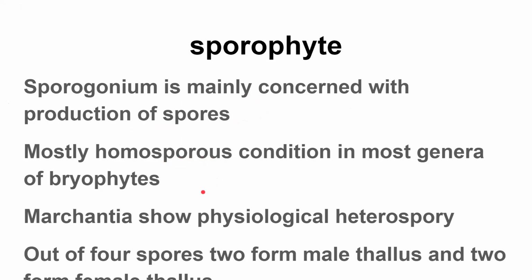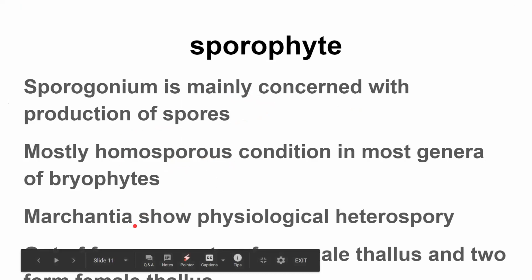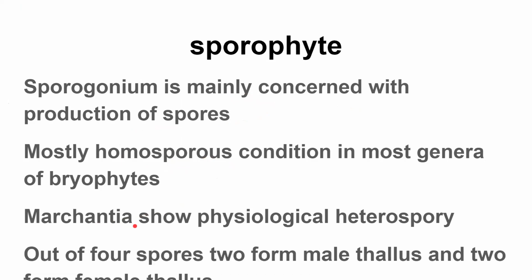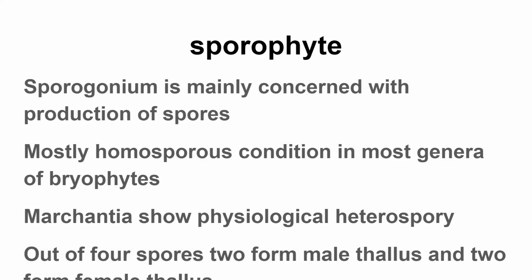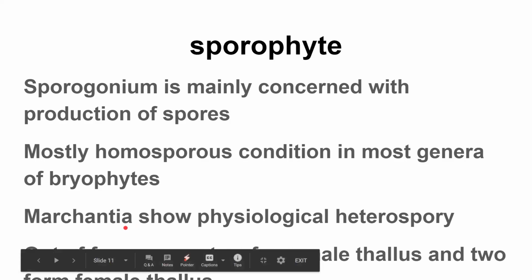But in certain cases, like in Marchantia, there may be two thalli, male thallus and female thallus. It shows a dioecious condition. But when both the sex organs, male and female, are borne on the same thallus, this is called the monoecious condition. In that case, when the spore mother cell forms four spores, out of the four spores, two are going to form male thallus and two are going to form female thallus. Otherwise, structure, size, and shape are the same, but they are physiologically different. So this is called physiological heterospory, which is found in Marchantia.